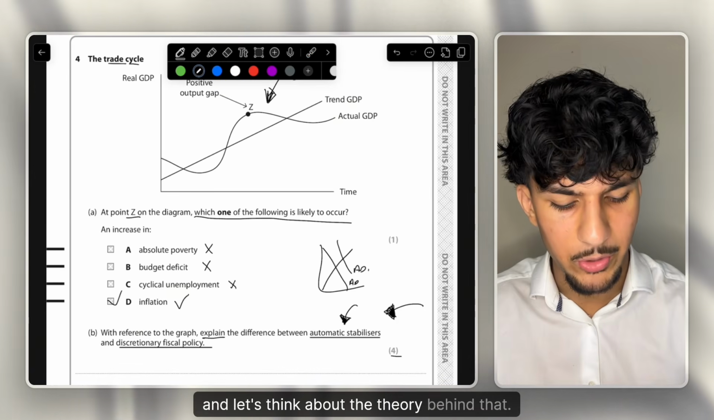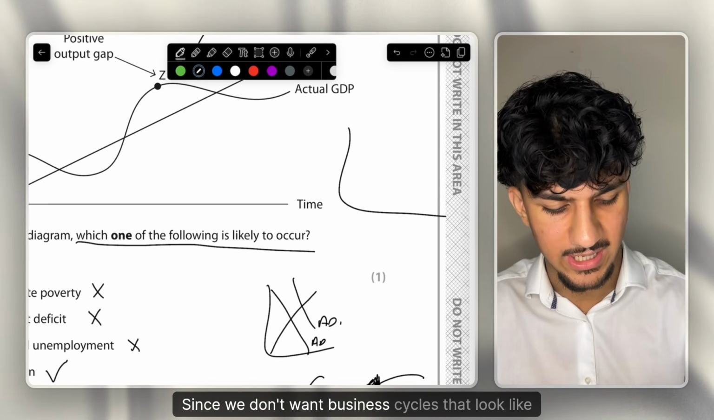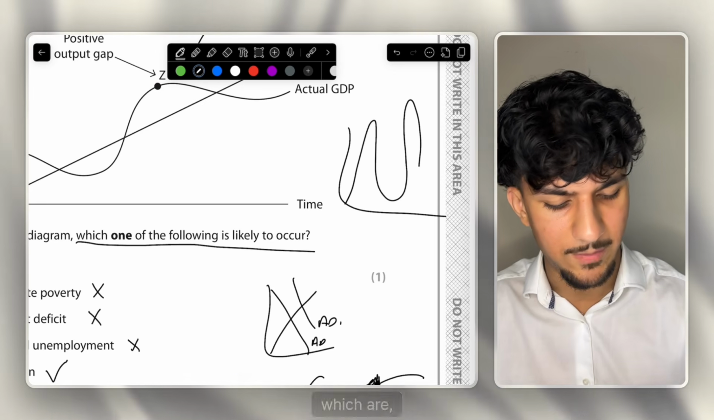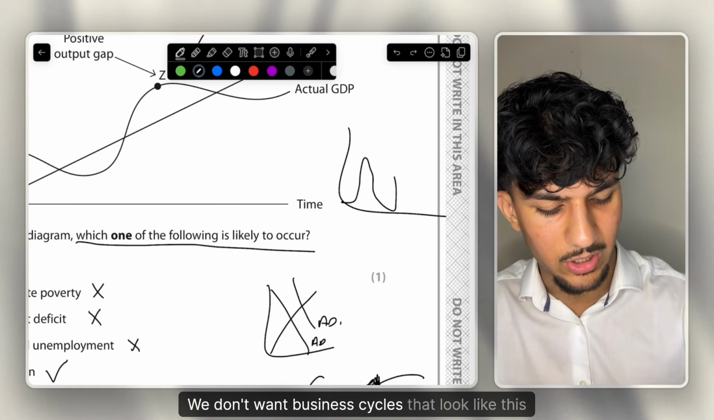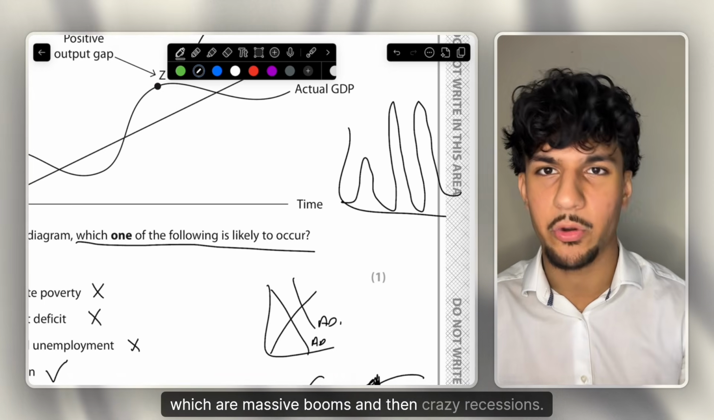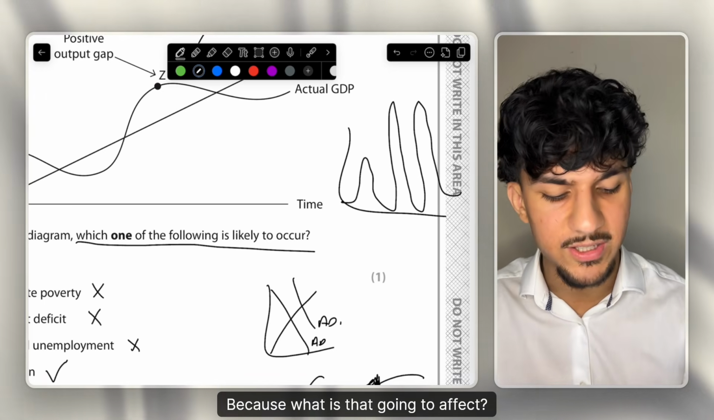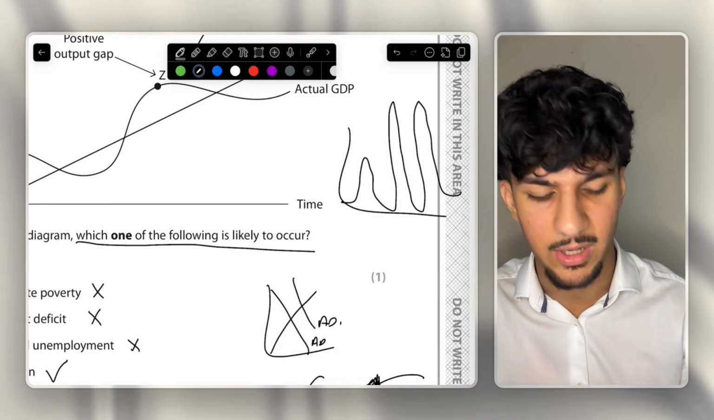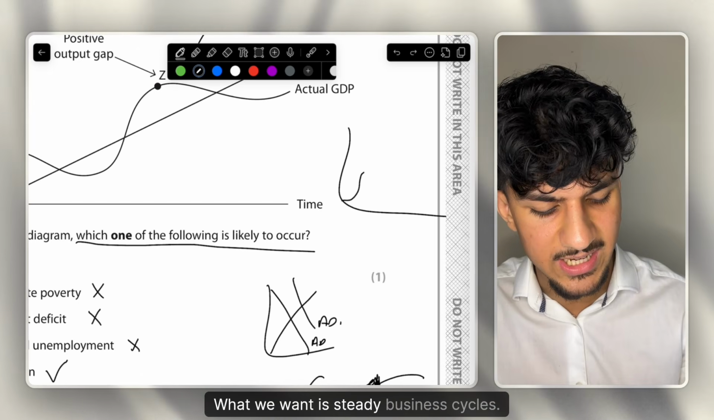And let's think about the theory behind that. Since we don't want business cycles that look like this, which is actually a very bad drawing. We don't want business cycles that look like this, which are massive booms and then crazy recessions. Because what is that going to affect? It's going to massively affect living standards. What we want is steady business cycles.